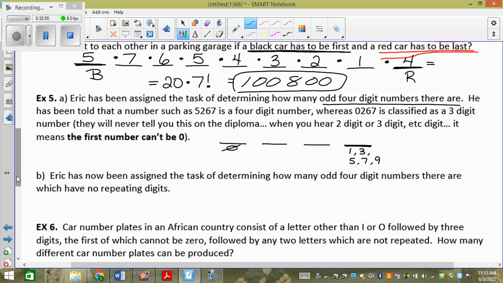How many options is that? 5. I'm putting 5 options here, but am I putting 5 numbers there? No. I have 5 options, but I'm still only putting 1 number there: the 1, the 3, the 5, the 7, or the 9. We agree? Okay. This one, it can't be a 0, but it can be the numbers 1 to 9.